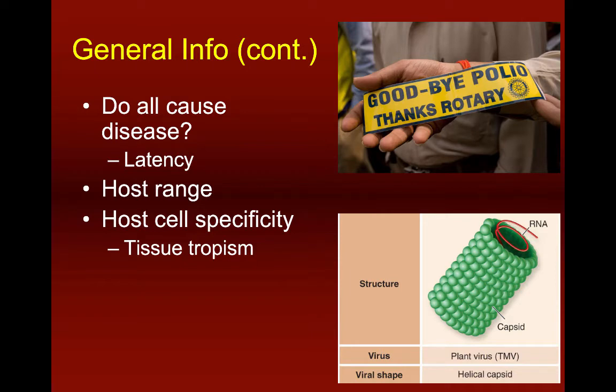Even within a host species, viruses are very specific to certain kinds of tissues. They exhibit what's called tissue tropism, which is where a virus will only attack a certain kind of tissue in the body.